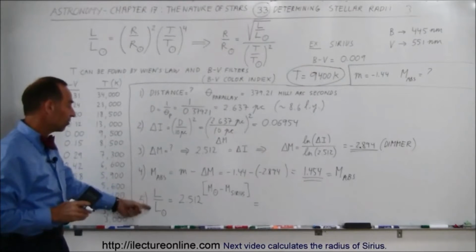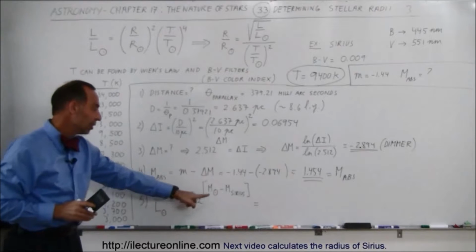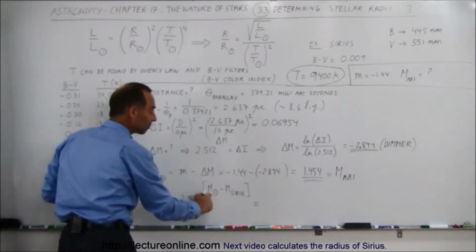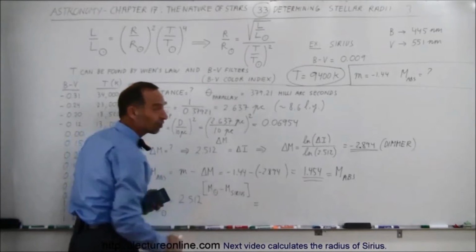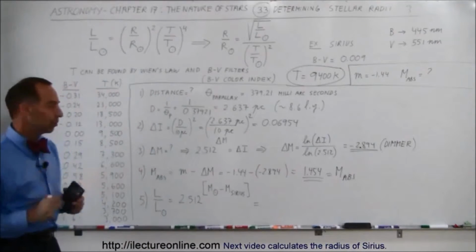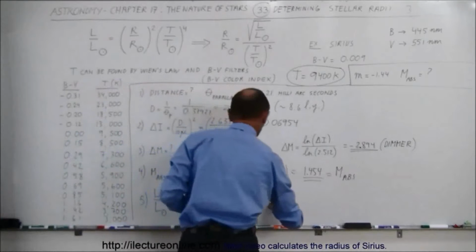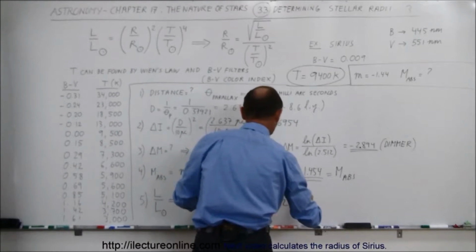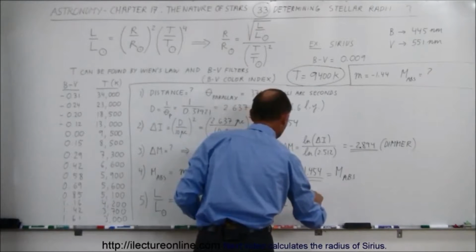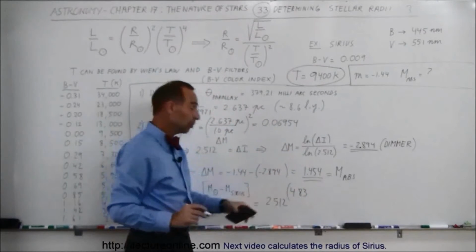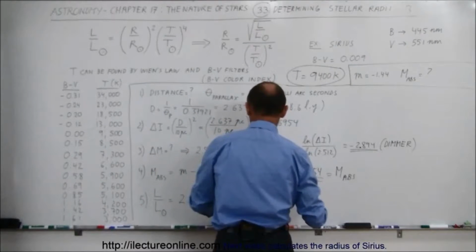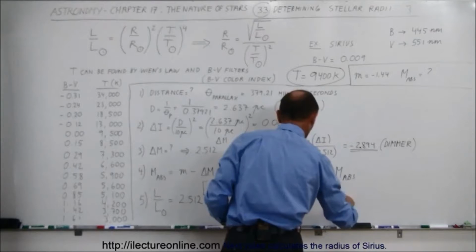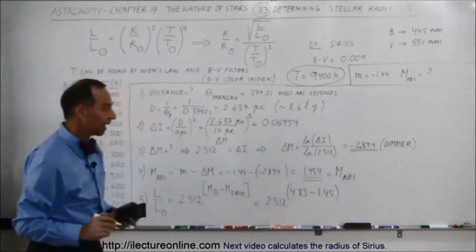Now we can find the luminosity. The luminosity is 2.512 to the exponent the magnitude of the sun at 10 parsecs minus the magnitude of Sirius at 10 parsecs, because now we can compare it to the sun. So therefore this is equal to 2.512 raised to the magnitude of the sun at 10 parsecs, which is 4.83. So that's the absolute magnitude of the sun minus the absolute magnitude of Sirius, which we determined to be 1.45. We'll just round it off to 2 decimal places like that.